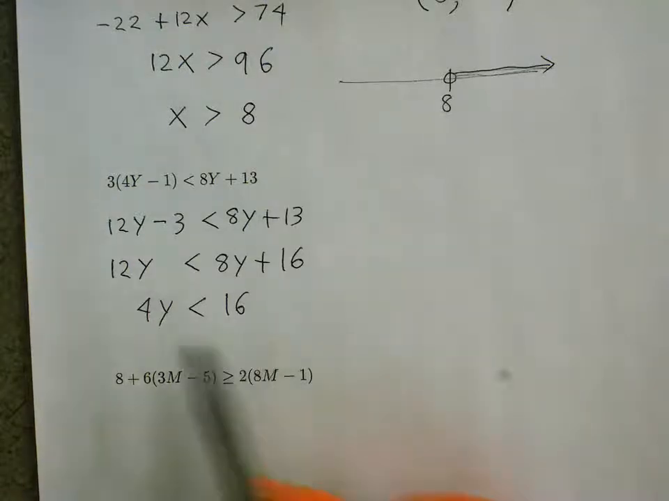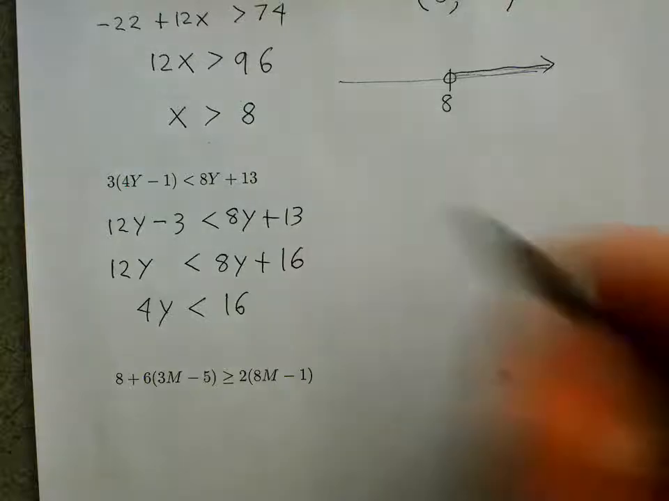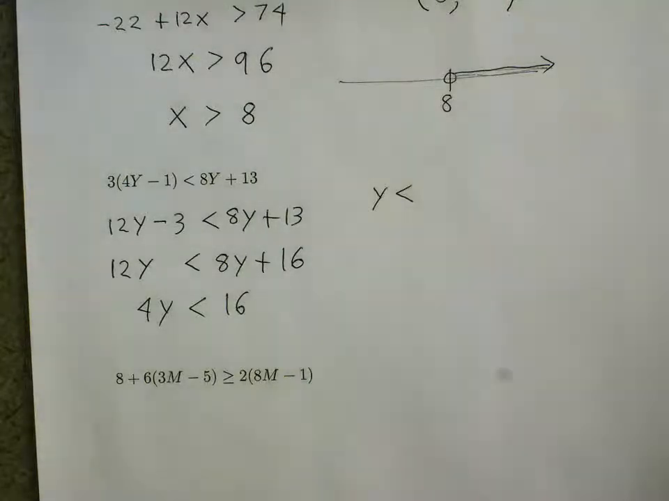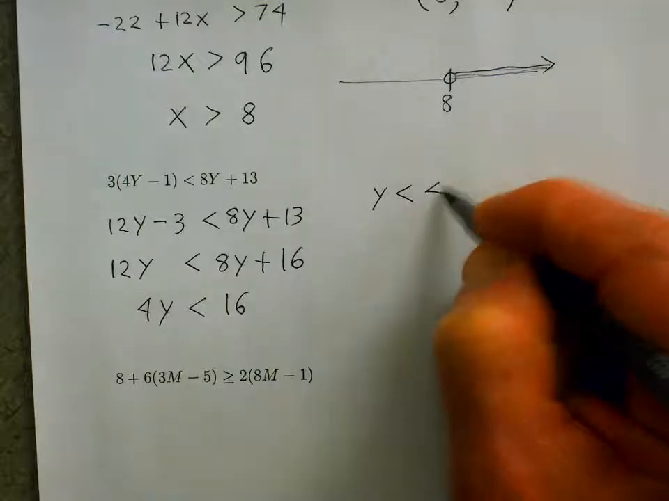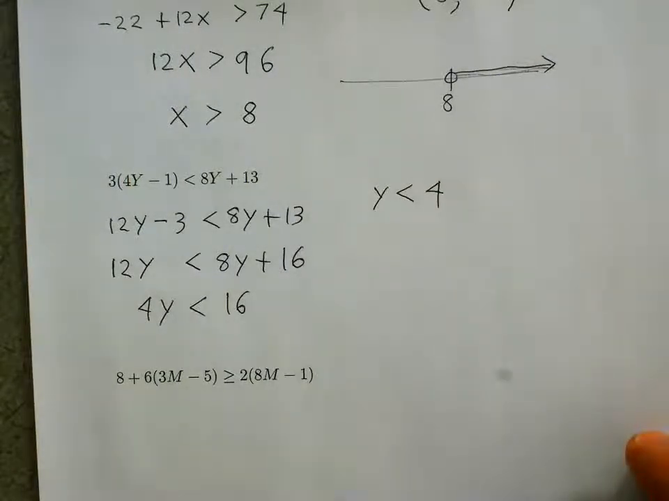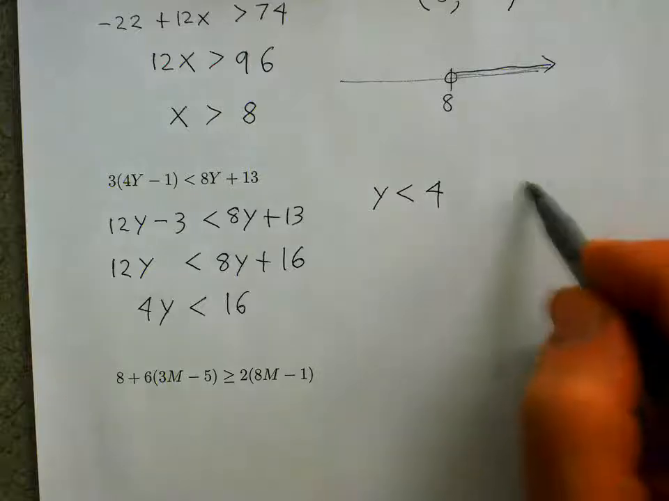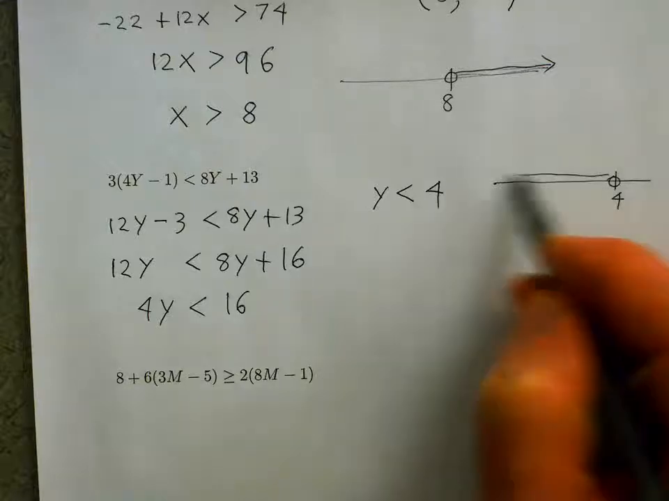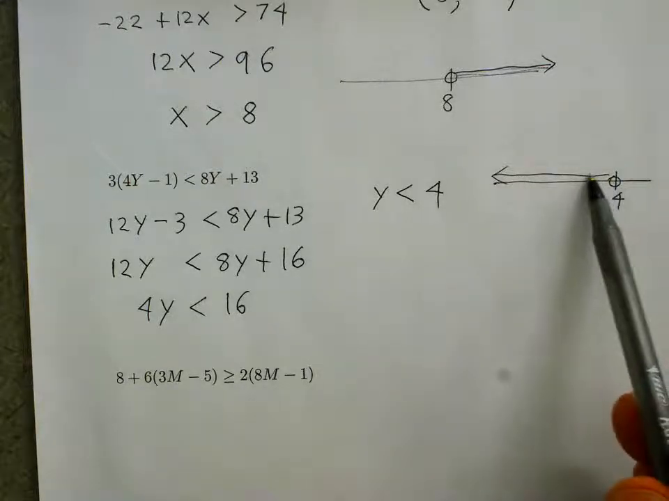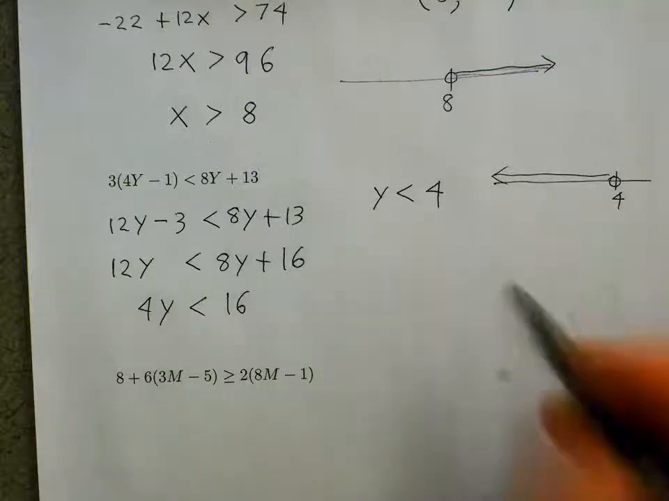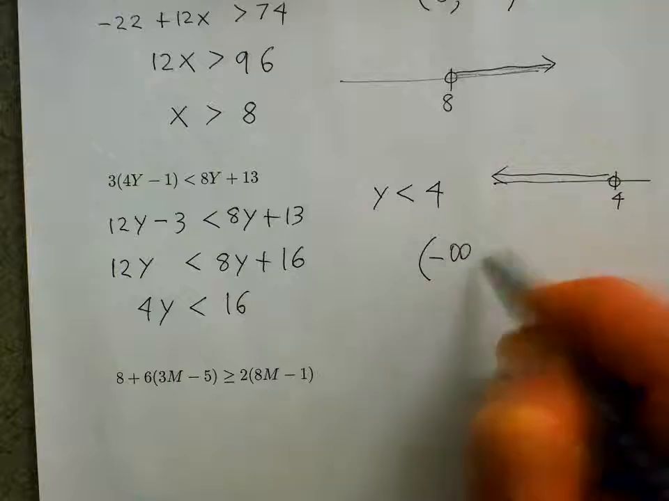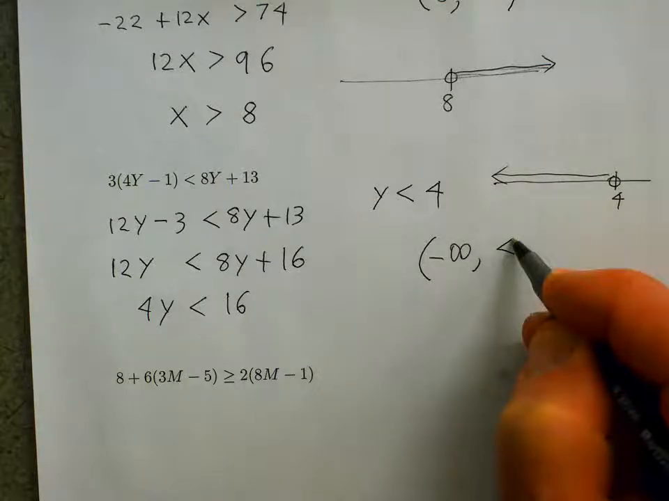And then divide both sides by 4. 4y divided by 4 is y. That's less than 16 divided by 4, or y is less than 4. Okay, you can graph it if it helps. Plot the number 4, open circle, and to the left. So the numbers go to the left forever, so the interval notation is parenthesis, negative infinity, comma, 4, parenthesis.